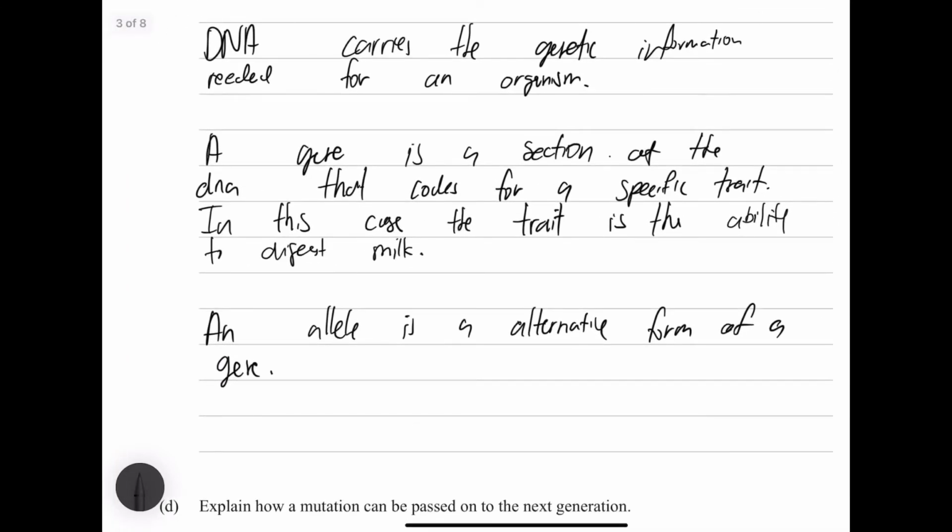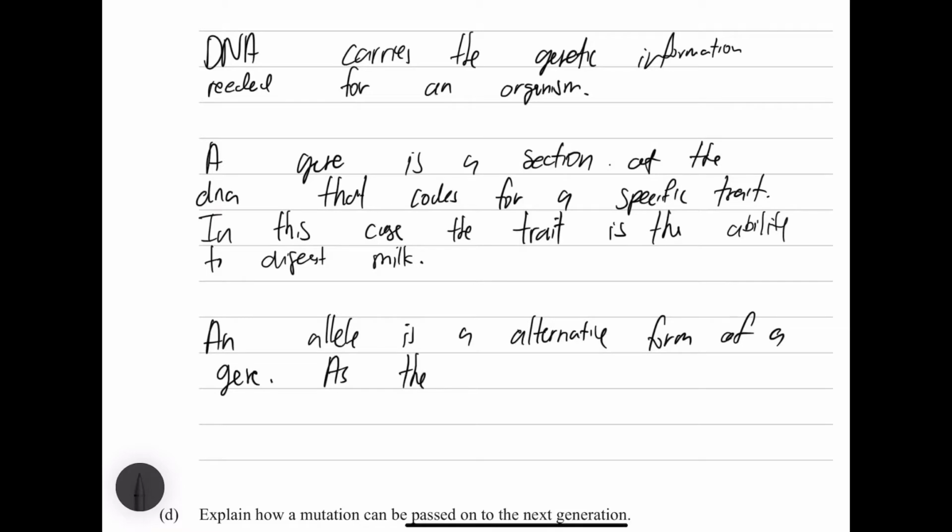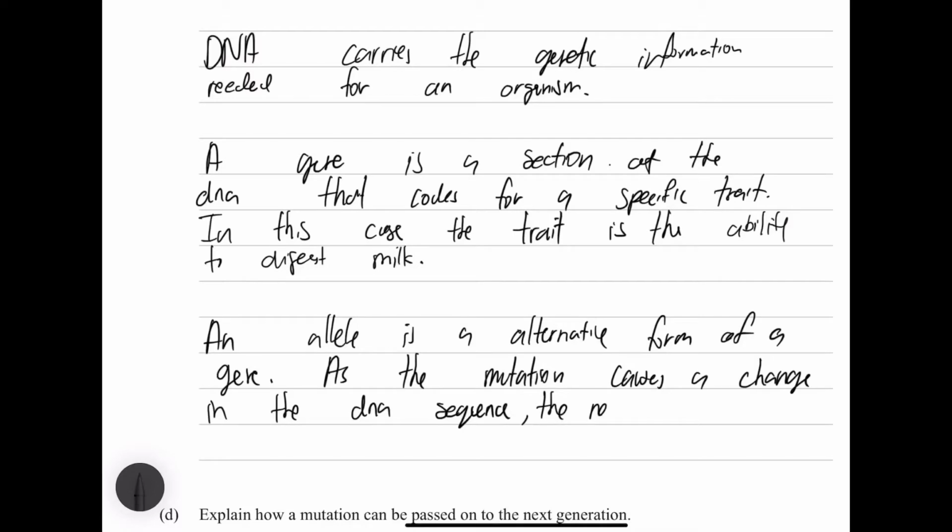So we can write, as the mutation causes a change in the DNA sequence, the allele for ability to digest milk is formed. And this allele codes for the phenotype.